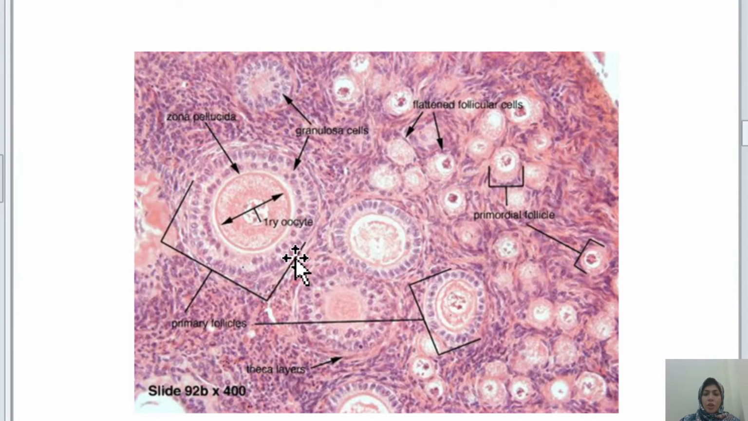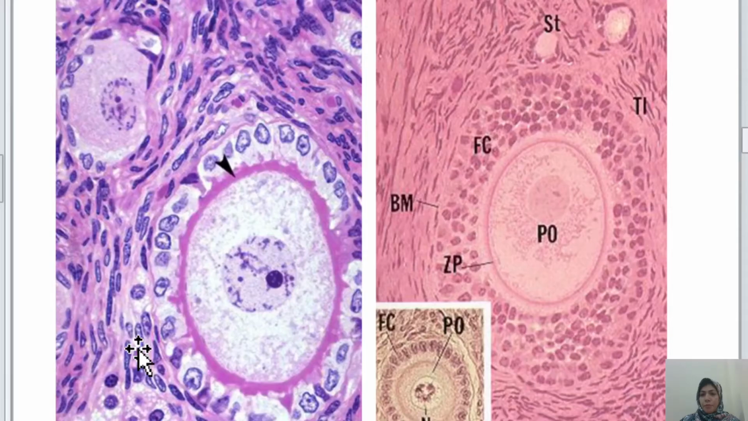In this picture, you can see the primary follicle and also the secondary follicle. You can also compare these two types of follicle. You see that in here there is just one layer of follicle cells around the oocyte. Here you can see that the oocyte secretes the zona pellucida, and there is more than one layer of follicle cells surrounding the oocyte.